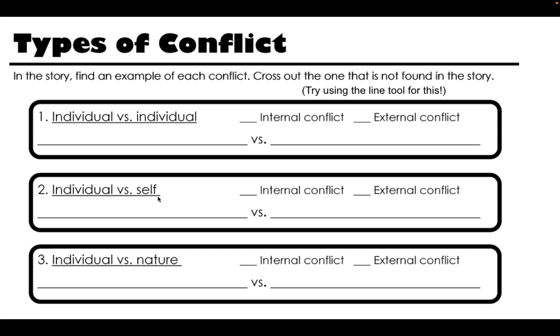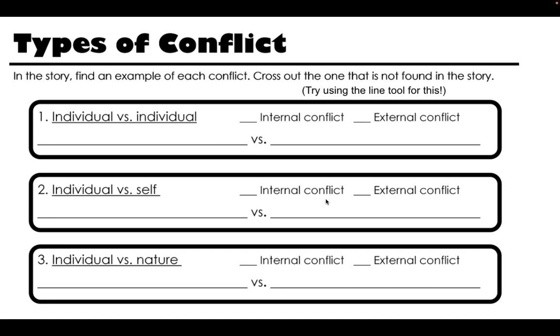Individual versus self, these are things that the characters, I should say, are trying to battle within themselves. So this can be something like the character versus their self-confidence or the character versus a fear that they have or the character versus not being able to trust. These are all going to be internal conflicts because these are things that the character is dealing with themselves. Always going to be internal.